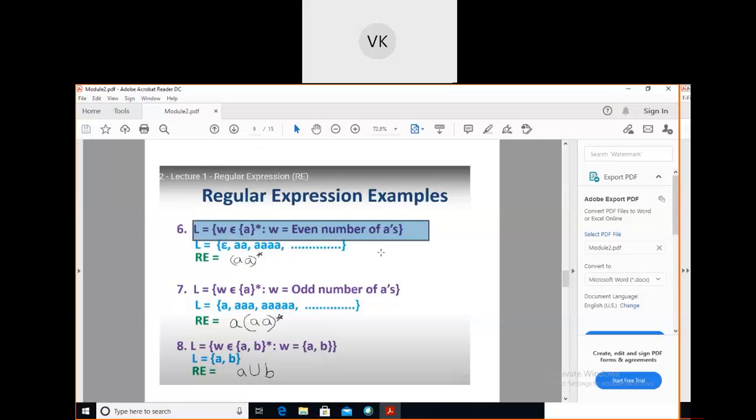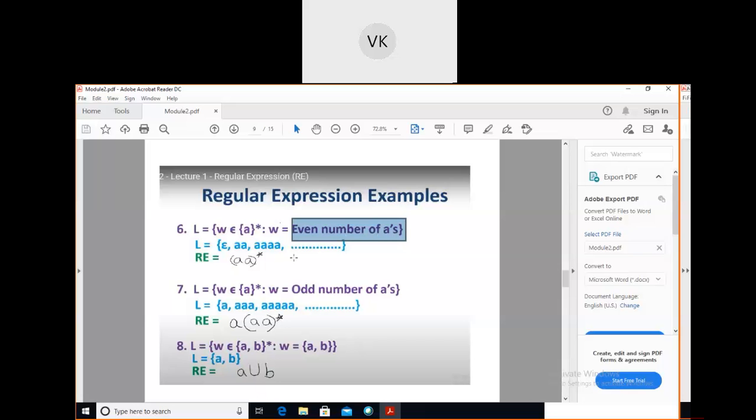Even means what here? Only A's should be there, since only the letter A is in the alphabet set. The condition for the language is an even number of A's. Even number of A's means zero occurrences of A, 2 times, 4 times, 6 times, and so on. Only an even number of times it is going to appear.